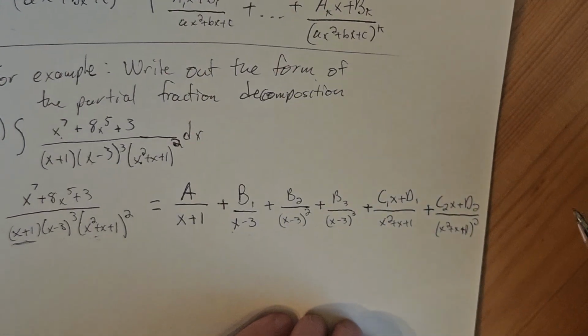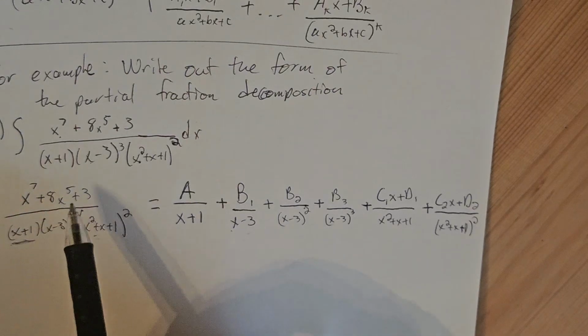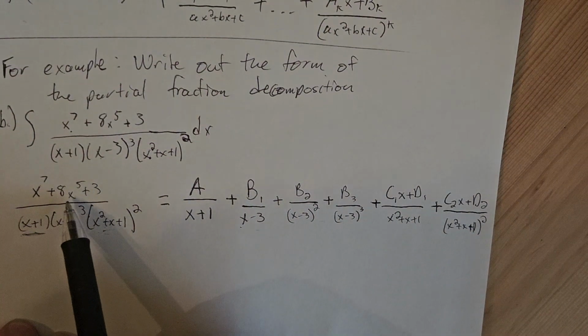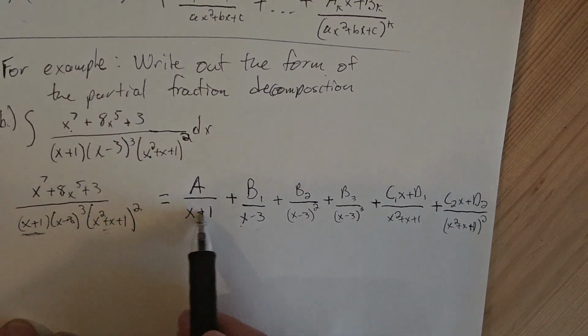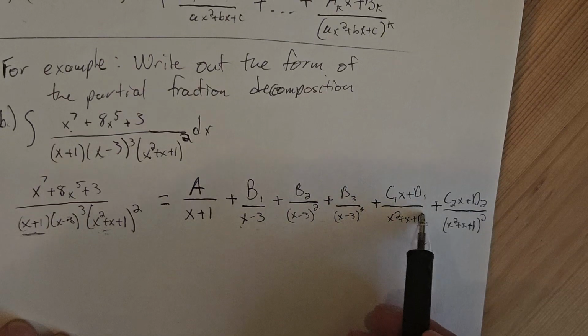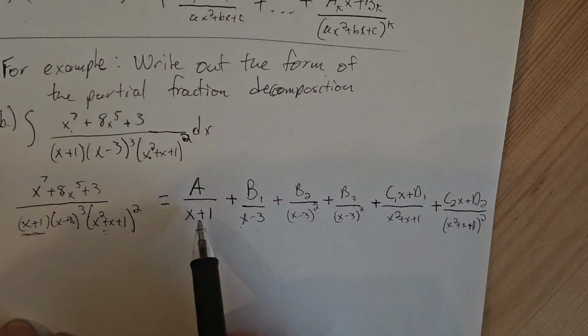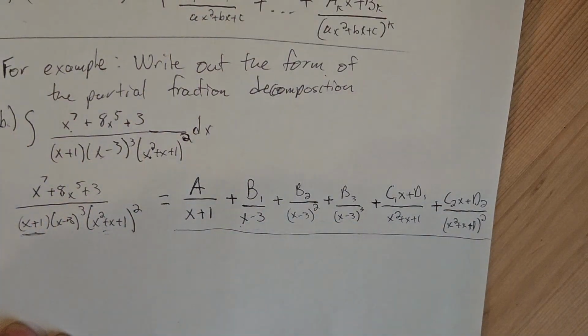Now, we're not going through why this is the case, but it turns out always that this rational function over on the left, polynomial over polynomial, can be separated into the sum of these kinds of fractions. So here is the form of our partial fraction decomposition.